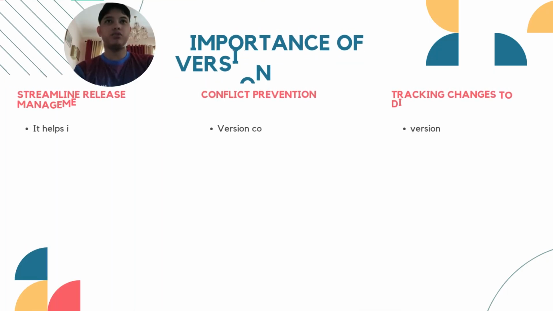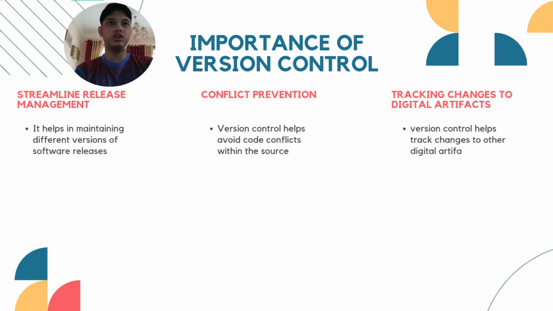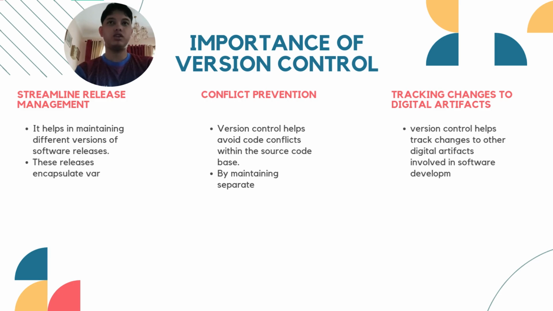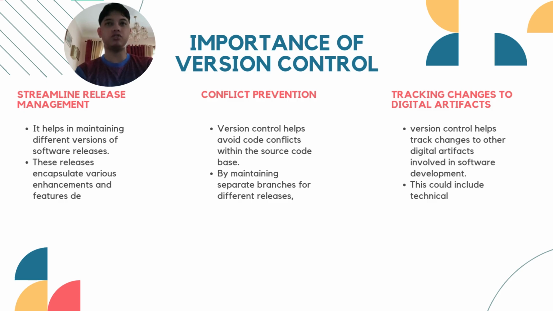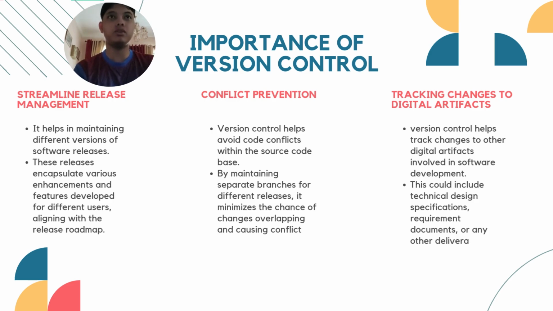There are three important uses of version control. The first is streamlined release management, the second is conflict prevention, and the third is tracking changes to digital artifacts. What is streamlined release management? It helps in maintaining different versions of software releases. These releases encapsulate various enhancements and features developed for different users, aligning with the release roadmap.